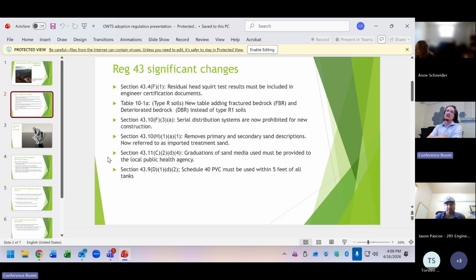And really, I think the last major significant change that would affect us more at the local level is section 43.9D1D2, which now requires that Schedule 40 PVC must be used within 5 feet of all tanks. Not quite certain what it was before. I think it's pretty common to use Schedule 40 PVC there anyways. Now that's just required at the state level. And again, on that website, there's the full list of significant changes to Regulation 43. These are just the ones that I thought would be more applicable to us at the local level here.